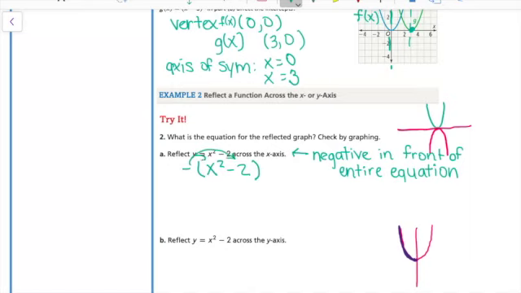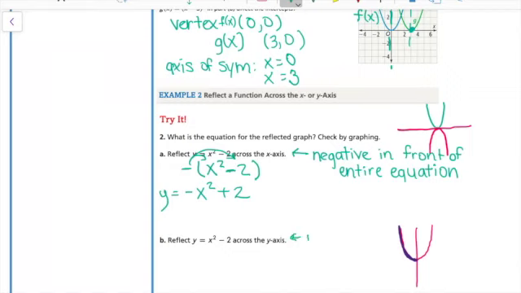Then I remember my distributive property and get negative x squared, and then the tricky one, negative times negative is positive 2. So there is the reflection across the x-axis.